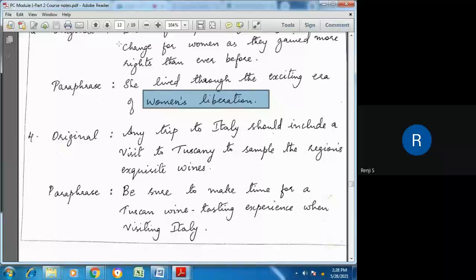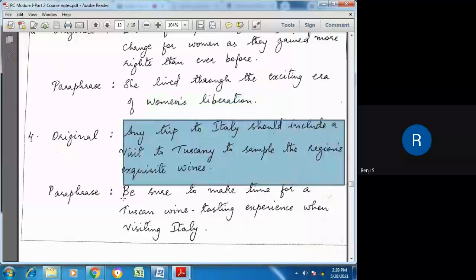Now, next sentence. These are a few examples. You just study how it is modified and you can try to do it on your own. Choose other sentences from the text, and then try to write them on your own. Now this is another example. Any trip to Italy should include a visit to Tuscany to sample the region's exquisite wines. The meaning is, if you're going to Italy, you should visit Tuscany just to taste its exquisite wines. Tuscany is a region in Italy.